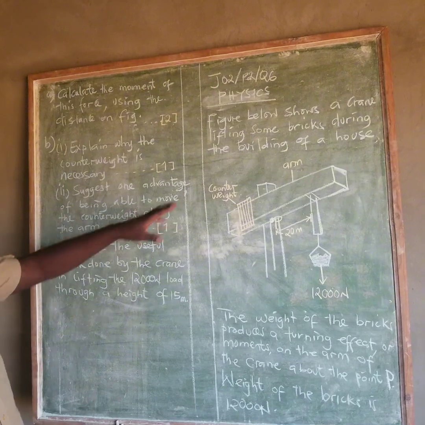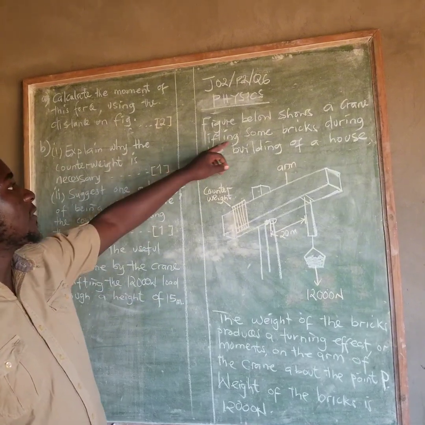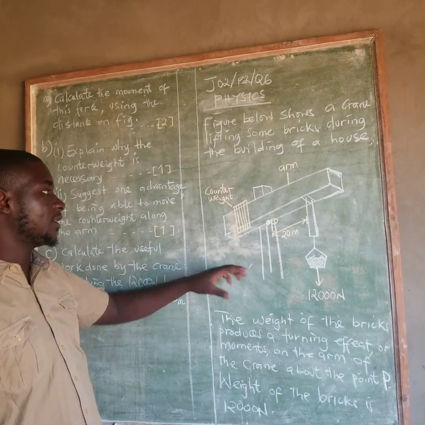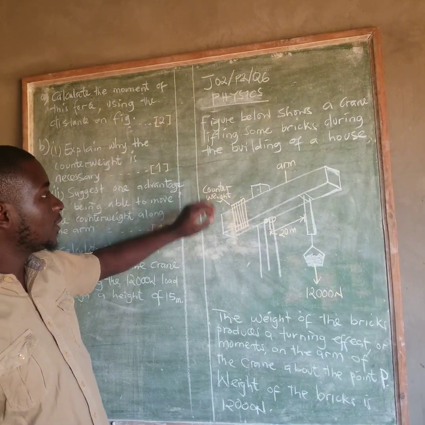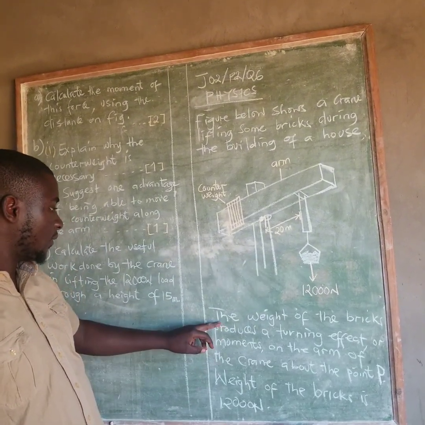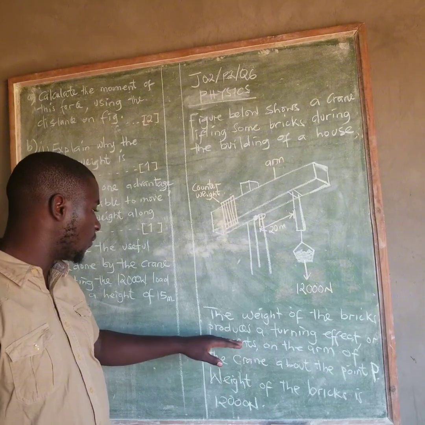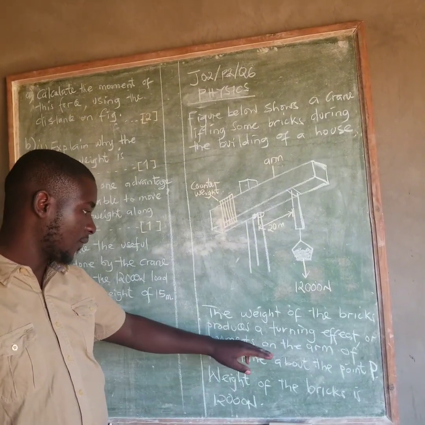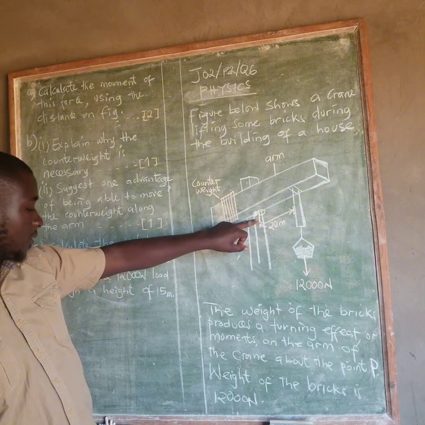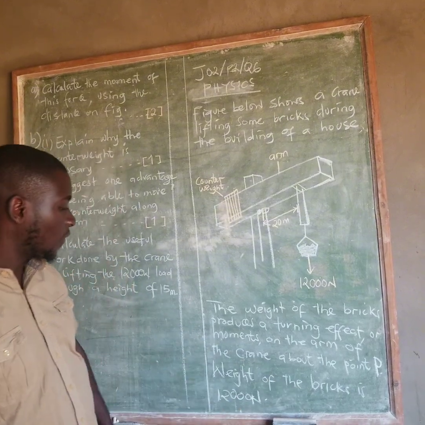So this is the question and it reads, the figure below shows a crane lifting some bricks during the building of a house. So this is the crane. There's a counterweight here, the arm, and the bricks are being loaded here. The weight of the bricks produces a turning effect or moment on the arm of the crane about the point P. So we have P here. The weight of the bricks is 12,000 newtons.